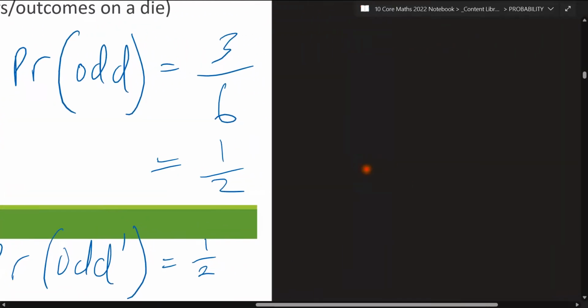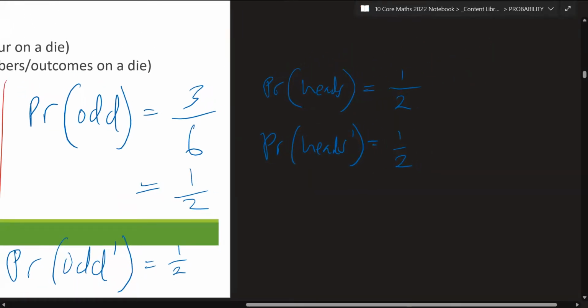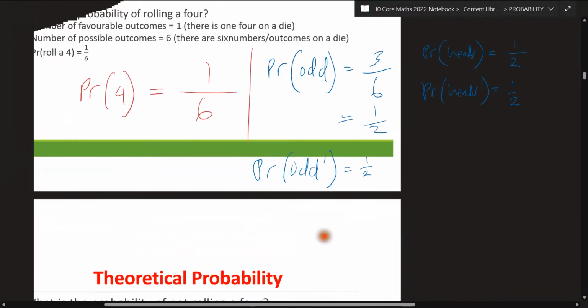Okay, let's try this. If I flip a coin, PR of heads. What are the 2 options for a coin? Heads or tails, yeah? So you've got 2 for the bottom number. How many heads are there on a coin? Normally 1, so a half. Now, if I did PR of heads with a dash, what would that be? What's the opposite of heads? Tails. So it'll also be a half. So just understand that that little dash means opposite or complementary. Okay, let's go to the next one.